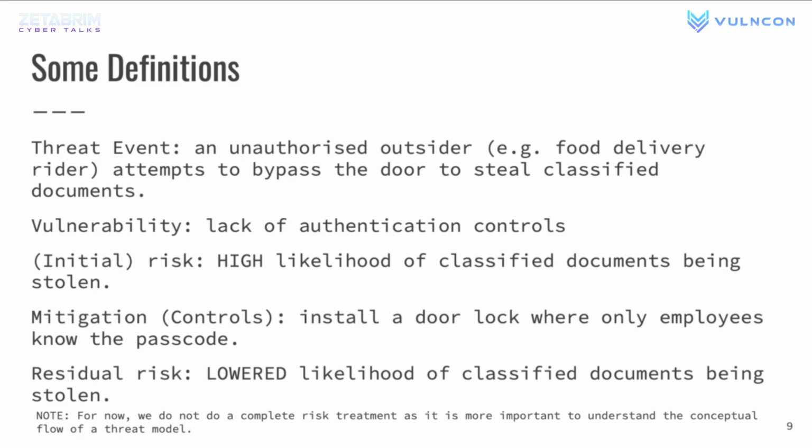That means what's left. So in the case of this example that we have here, for example, if you have classified documents, the door is wide open, the chances of them being stolen can be quite high because they can be very easily accessible. For example, being on the front desk, right? And then you try to implement some mitigations, like installing a door lock where only employees know the passcode. So in most offices, you do this kind of thing, and then you lower the likelihood of classified documents being stolen. Okay, so this is the not so interesting part.